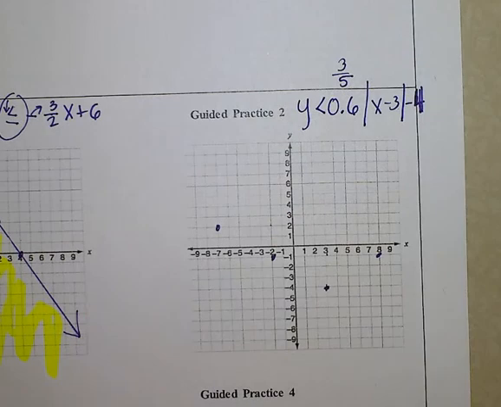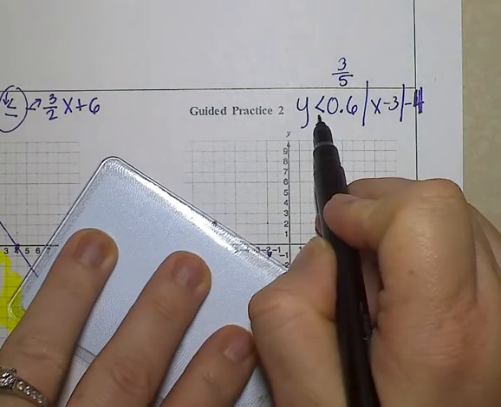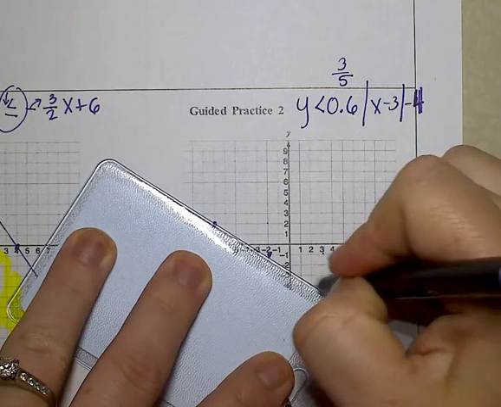Take your ruler once again. Before drawing your line, you look back and you go, oh, this time I don't see the line underneath, so I need to make it dotted.